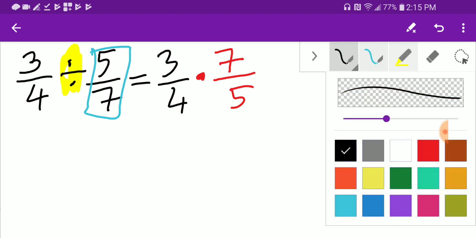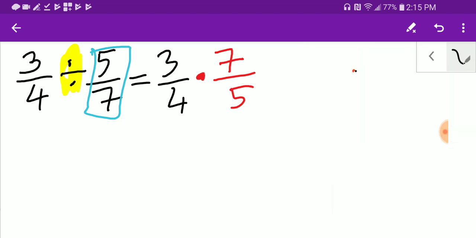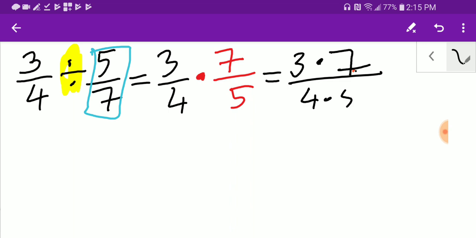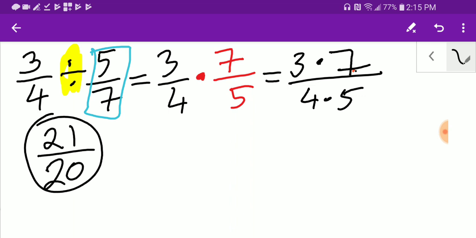This now becomes a multiplication problem. And all we need to do is multiply the top numbers, which is 3 times 7, and multiply the bottom, which is 4 times 5. So on the top we have 3 times 7, which is 21. The bottom is 4 times 5, which is 20. This is your answer.